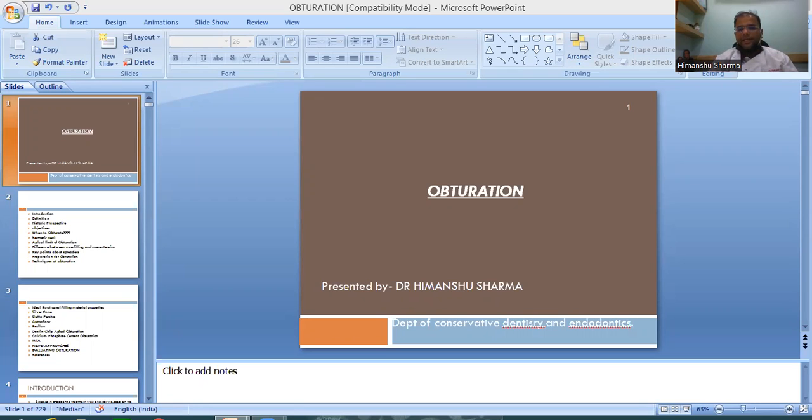Second one is blue, that is setting time 4 minutes. Condensation possible but not required. Third one is green, that is setting time is 2 minutes. High viscosity and must be condensed.